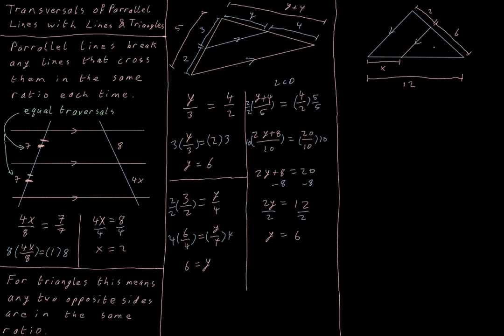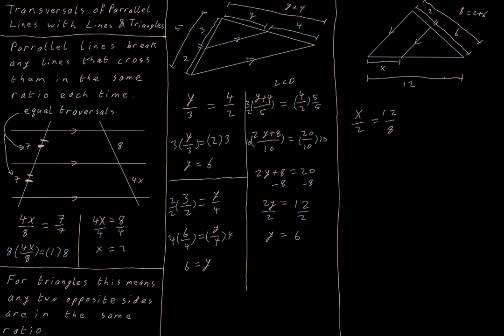So actually that's the first one I have written. So we have x all over 2, this side all over this side must be the same as 12, the total length of this side all over, what's the total length of this side? It's going to be 6 plus 2 is 8. So again, this is 2 plus 6, that's where I'm getting 8 from. It's going to be the same as 12 all over 8.